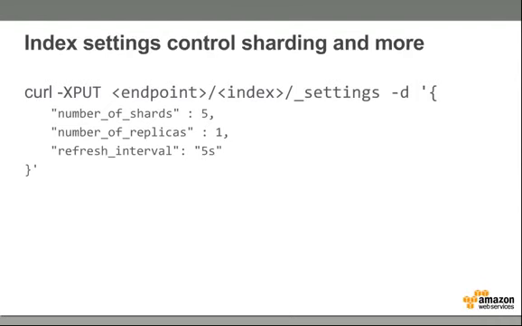Within this, I talk to my Elasticsearch service endpoint, I give it an index name, and then underscore settings. And then I can set the number of shards, number of replicas, refresh interval. There's a number of different things that I can set there. The important thing is to make sure that you lay down those settings before you start flowing data in. Otherwise, you'll just get the default number of shards, which is 5.